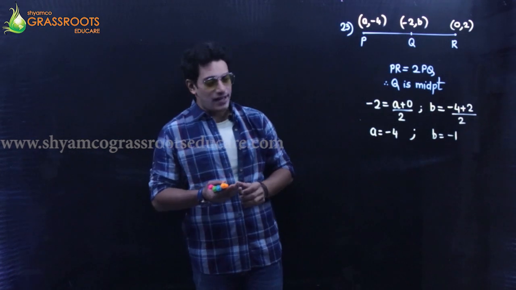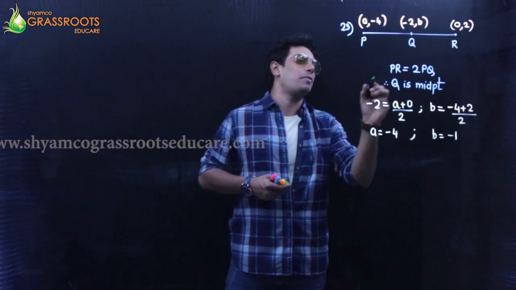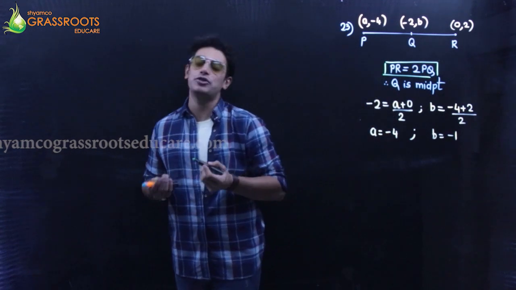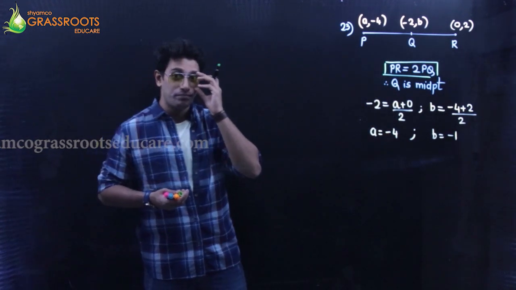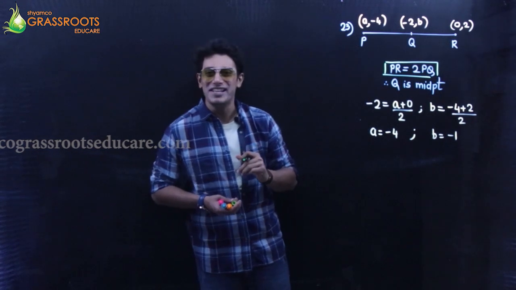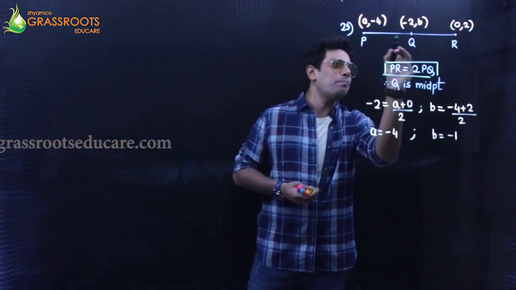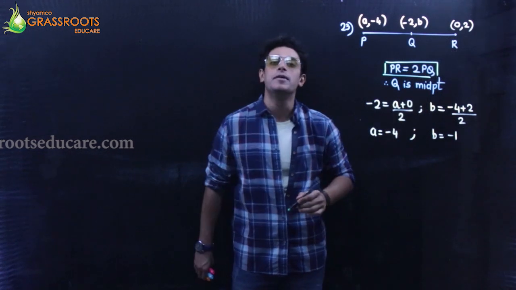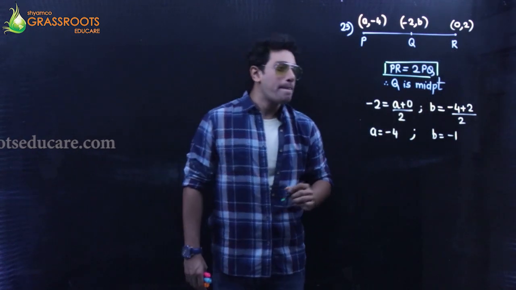That's it. Next question. So the catch was only in this part: that PR is twice PQ. Indirectly, they are trying to tell me that Q is the midpoint. Collinear means 3 points lie on the same straight line. That's the definition of collinearity.